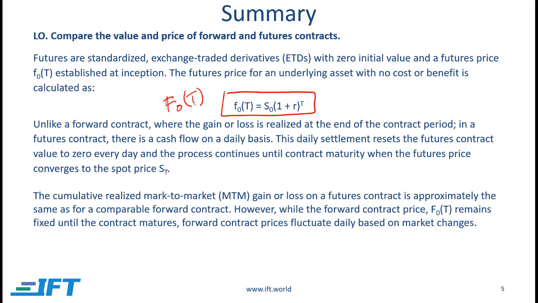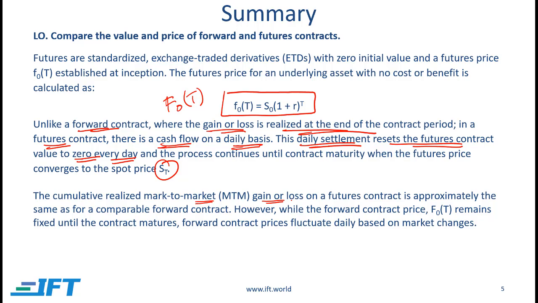However, the difference is that for the forward contract, the gain or loss is realized at the end of the contract, whereas for a future contract, we have a daily cash flow for profit and loss, and on a daily basis the settlement resets the contract value to zero. This process continues until the contract matures and the future price converges to the spot price. This is called the process of mark to market, and there is a gain or loss.